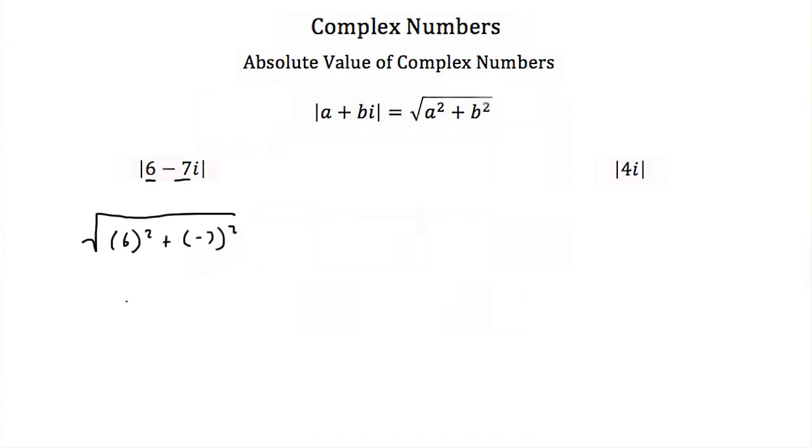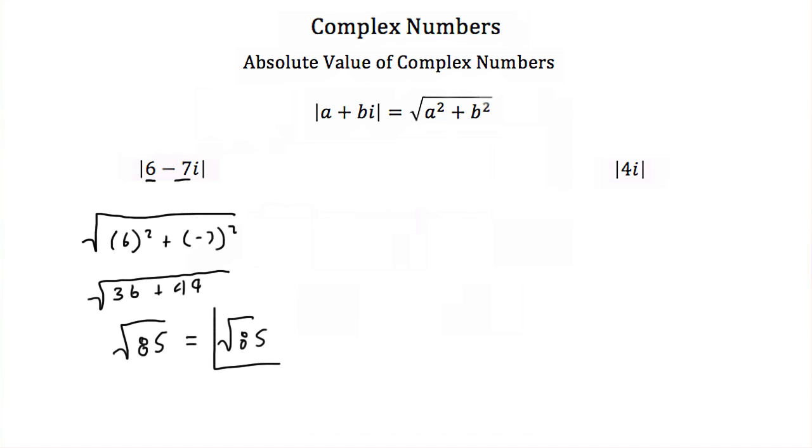6 squared is 36, and negative 7 squared is 49. And we still have to take the square root of this. 36 plus 49 is 85. So we have the square root of 85. The square root of 85 doesn't reduce, so it's just the square root of 85. And that's the absolute value of 6 minus 7i.